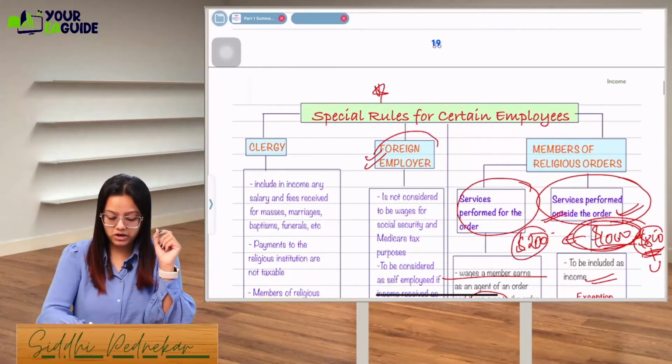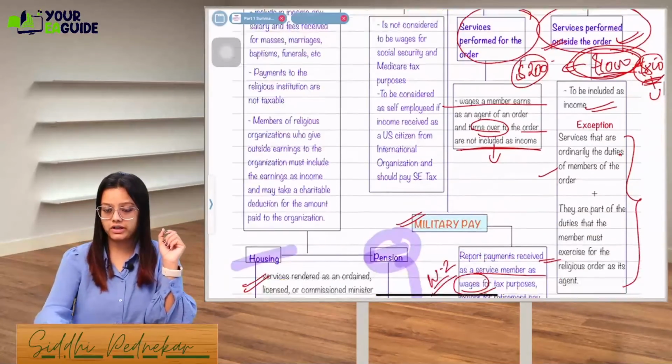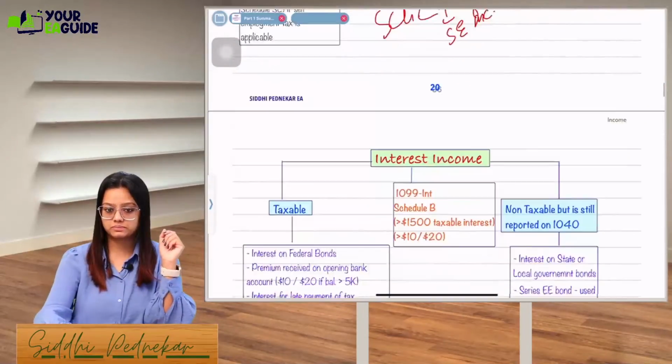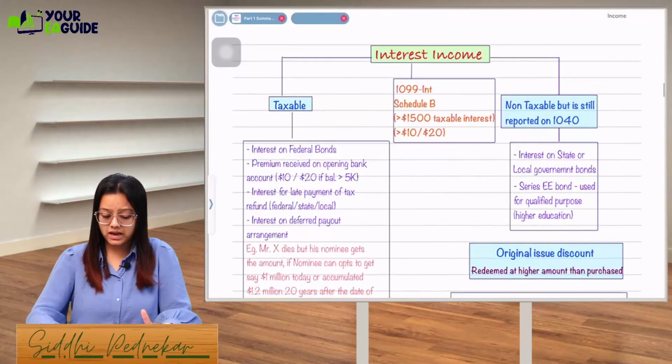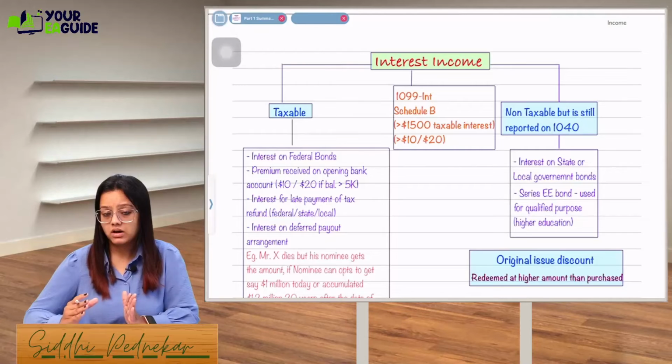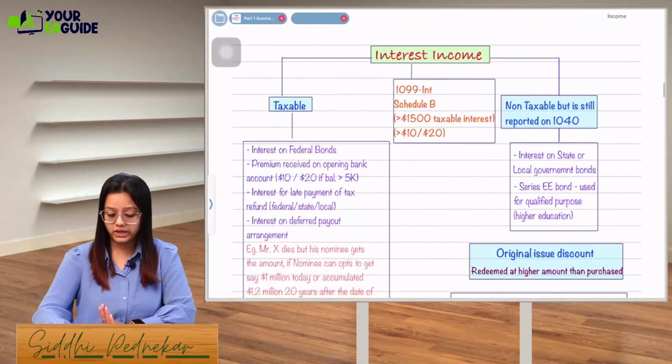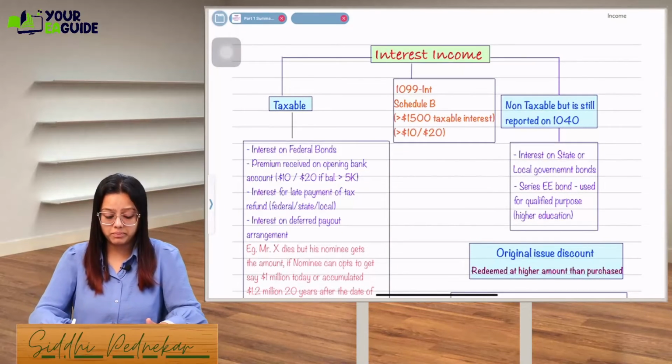Only the foreign employer will do it later on, together with the foreign tax credit and foreign earned income exclusion. Next is, guys, interest income. We still have 30 minutes, and I hope we can complete the gross income topic today, so that tomorrow we're left with the other topics.